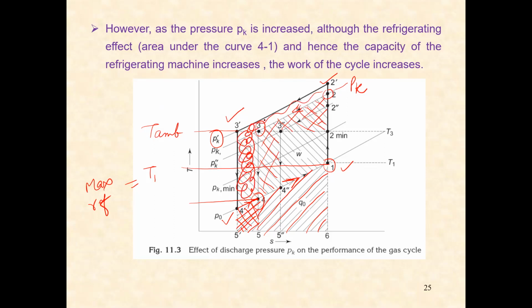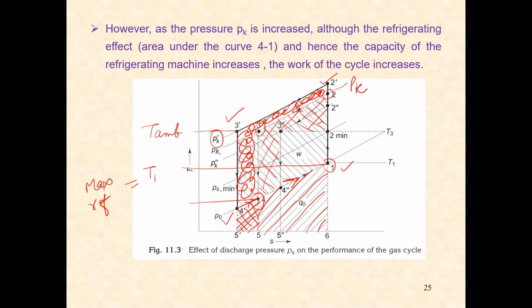So this much work has been added once again. That will cause the compressor work to increase and expansion work to also increase, and the network will also increase. So effectively, by increasing the pressure, we are getting an increase in the refrigerating effect, but simultaneously there is an increase in the network required also.